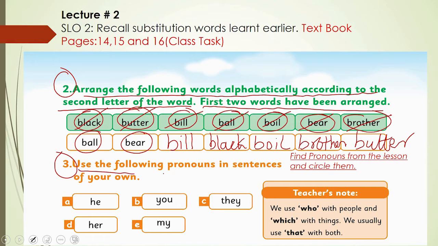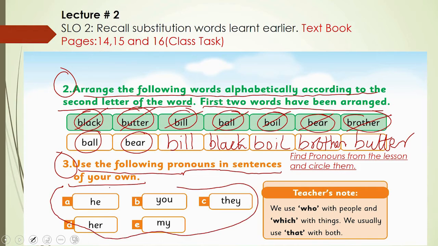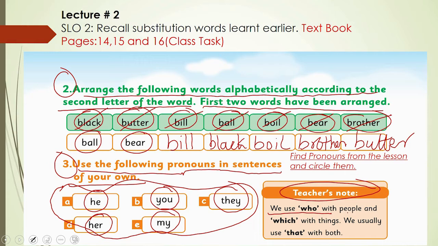Number 3, use the following pronouns in sentences of your own. On a copy you can make sentences of these pronouns: he, you, they, her, my. There's a teacher's note here. It says we use who with people and which with things. We usually use that with both. Now as a home practice, you have to find the pronouns from the lesson and then circle them.